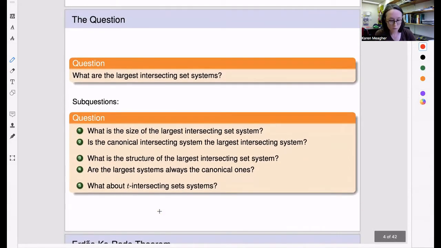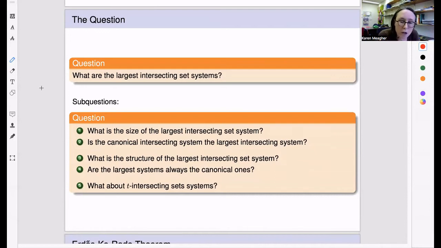Okay, so the question when we're looking at the EKR theorem is, what's the largest intersecting set system? That's the big question, and there are a bunch of sub-questions embedded in this. One is, what's the size? The second is, is the canonical one, the easiest system to make, the biggest? And then there's a question about the structure: is the largest system always a canonical one? It could be that the canonical ones are biggest, but there's another system that's not canonical that's the same size.